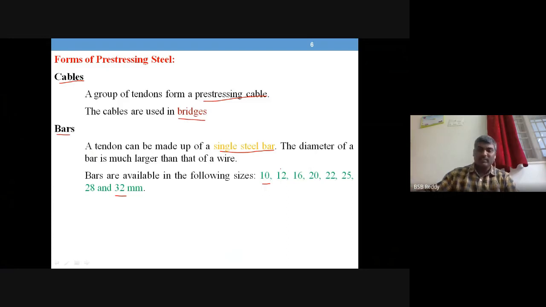Okay, the strength of this 10 mm bar, which is high strength steel, is almost 4 to 5 times that of an HYSD bar. Both of them may be of the same diameter, but the strength is different. You have 10 mm dia in HYSD, whereas you have a 10 mm dia bar in high strength steel also. So a tendon, you may prepare using strands and also a single steel bar.